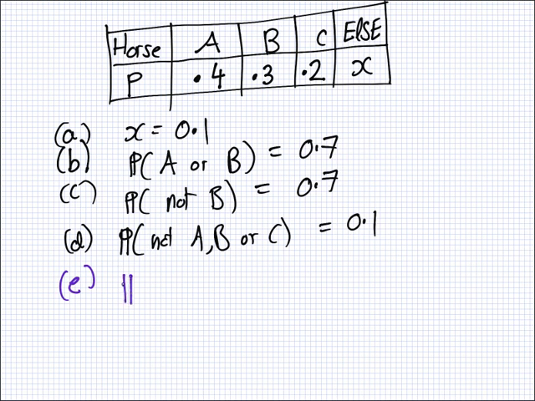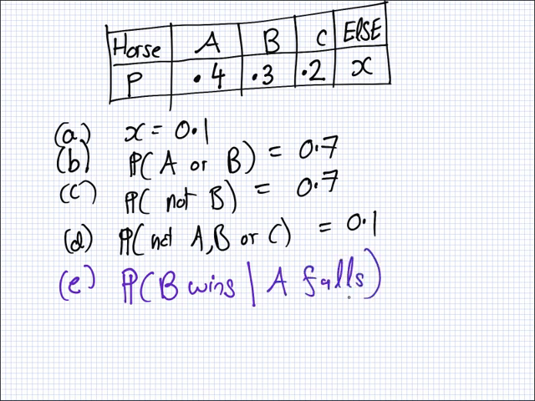What is the probability that B wins, given that A falls? So as you're watching the race, A falls down. The horse trips and falls. Well, we won't say dies, we'll just say falls and is out of the race. So what's the probability that B wins?